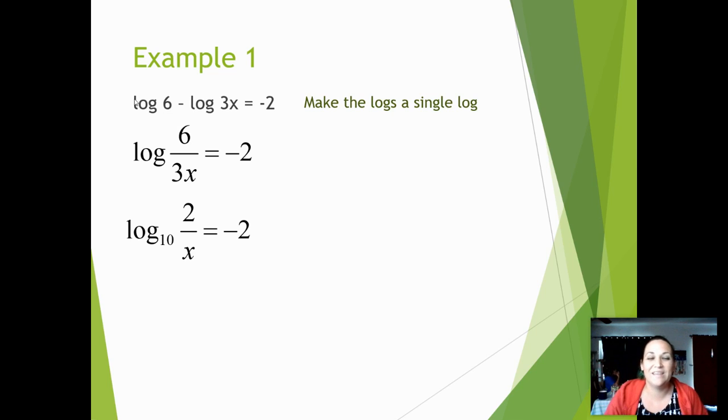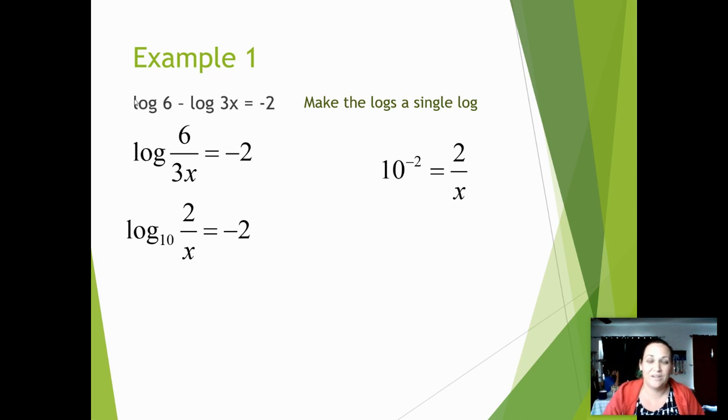Once you have it in the condensed form, then you can wheel it out and change it to exponential form. Notice on this step that I put a little 10 underneath the log so that it would be easier for me to do the wheel. When I do the wheel, I will get 10 to the power of negative 2 equals 2 over x.